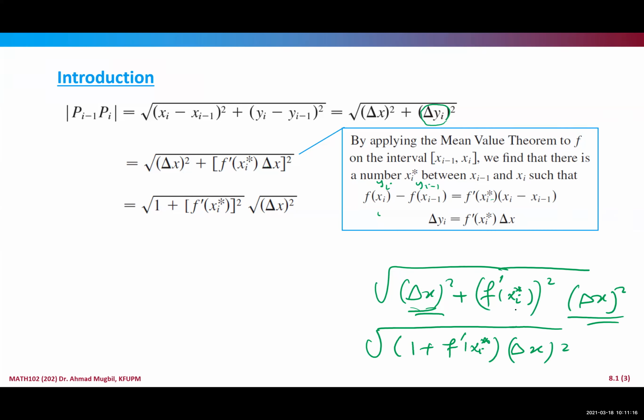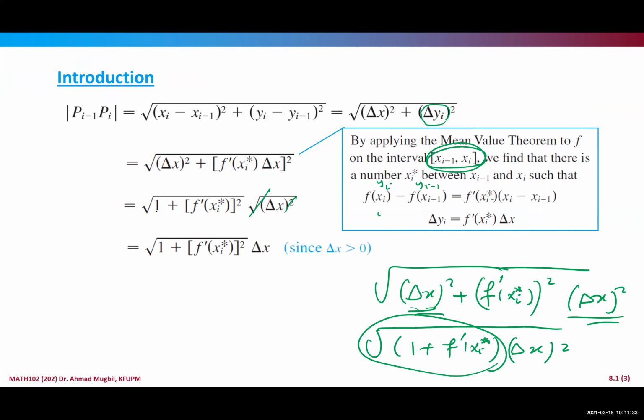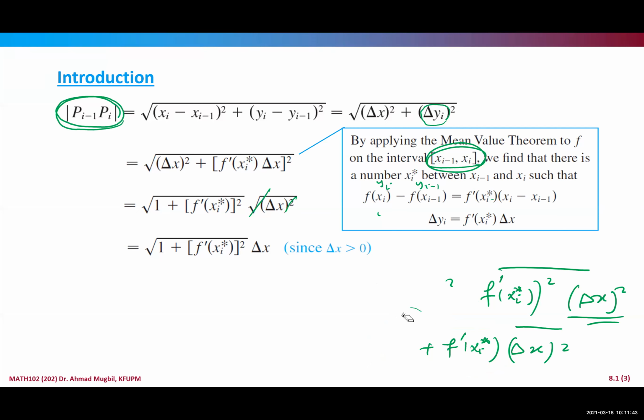Then distribute the square root, so it will be the square root of this and the square root of delta x squared. Delta x is the distance between xi and xi minus 1. It is the length of this interval. So it is positive, so we can cancel this without absolute value. So we will have this times delta x. So this is the length of the typical line segment.